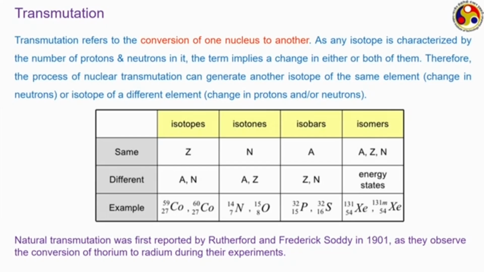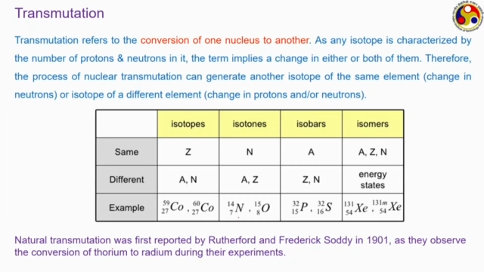But now we have three more terms. First one is isotone. It refers to those nuclei which have different number of protons in them, but the same number of neutrons, and accordingly their atomic number and mass number both are different, but only the number of neutrons are the same. Like here we have the examples of one particular isotope of nitrogen and one particular isotope of oxygen.